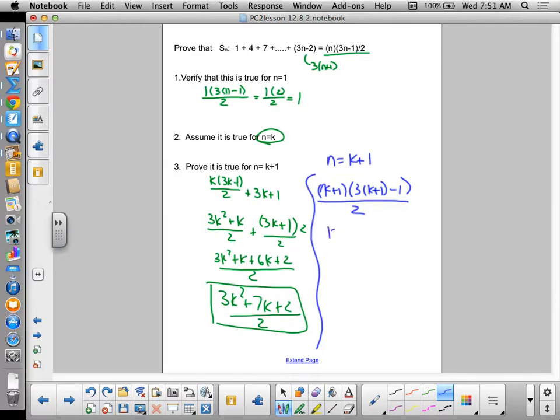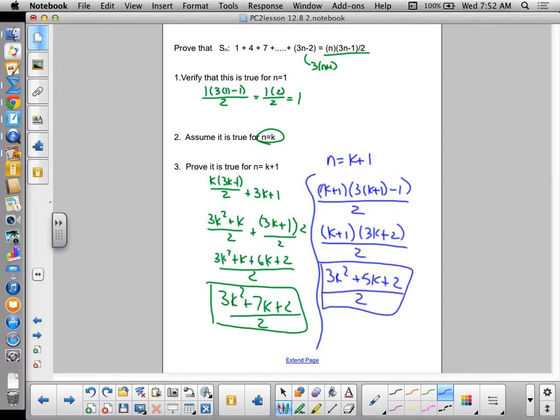I simplify that. K plus 1, this is 3k plus 3 minus 1, so that's 3k plus 2, over 2. Then I FOIL this out. 3k squared plus 2k plus 3k... wait a minute. That should work out. Hold on, let me check my notes. This is supposed to be a 5 when I check my notes. That's okay, we'll get it in a second. That gives me plus 5k plus 2 over 2.